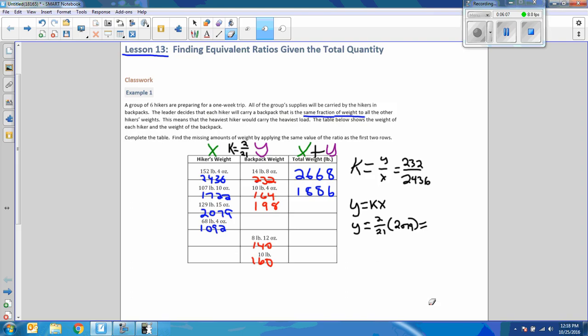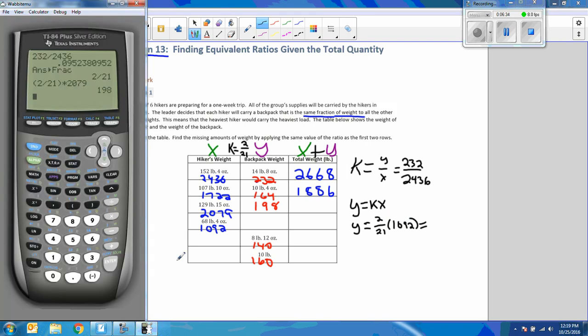All right, so then I'm going to clear this. And then I'm going to plug in 1,092 here. Okay, so I'm plugging in this x over here, y equals k times our x, so it's going to be 2 divided by 21 times 1,092, and it's 104.